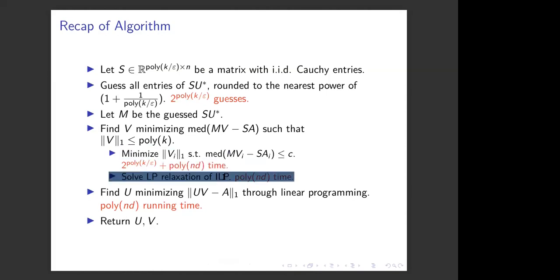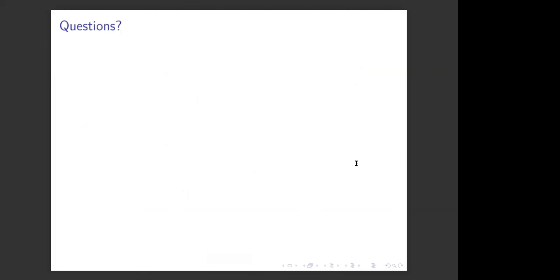And then to solve the LP relaxation is polynomial time. And this is just an L1 regression problem, so it can be solved through linear programming, which also takes polynomial time. And overall, the algorithm is 2 to the poly k over epsilon times polynomial in ND time. And that's the same as 2 to the poly k over epsilon plus poly ND time. So that's it. That's our PTAS.